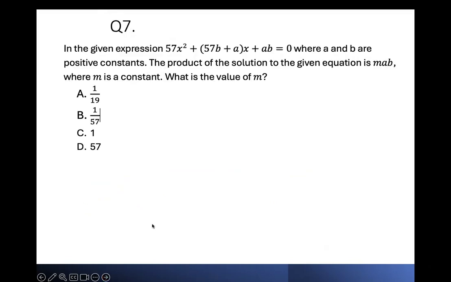In the expression given, you know it. I told you, it will look complex, but you can handle it. Where A and B are positive integers, like the same thing we saw. The product of the solution, that's the big word. The examiner did not put it there for nothing. They want you to use it to answer the question. The product of the solution is MAB, where M is a constant. What is the value of M? But you know what the product of the solution is.